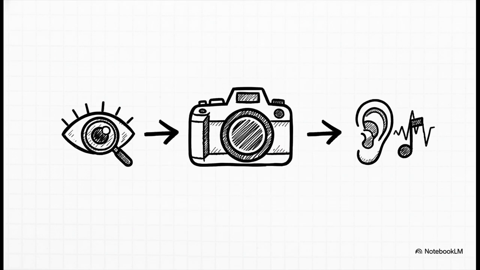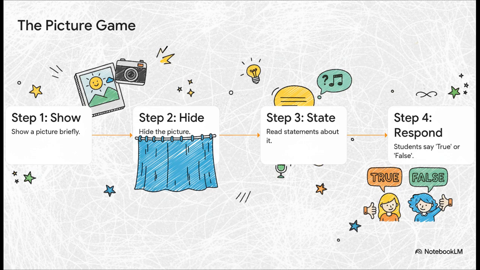Next up, we've got a fantastic activity called the picture game. This one is so good because it sharpens two skills at once: how well they observe things and how well they listen. It's incredibly easy to set up, but you get some really great results from it. And the whole process is as easy as it looks here.